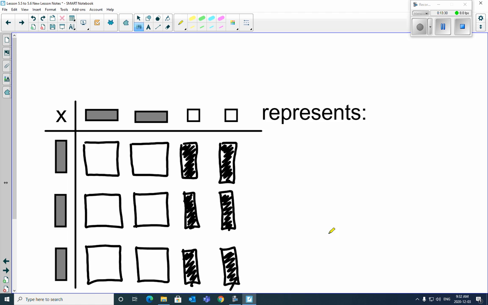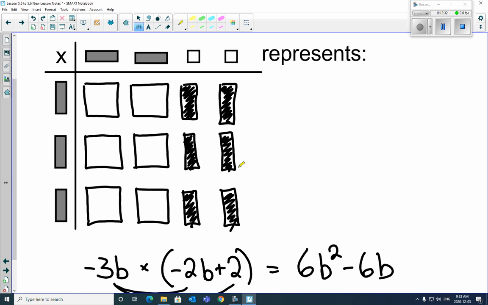Let's see, they're going to get complicated. So here what we got, oh boy, this is neat. What do we got here? Down the side, these are negative 3b. There it is right there. Across the top, we have negative 2b plus 2, right? Remember, we can represent that.